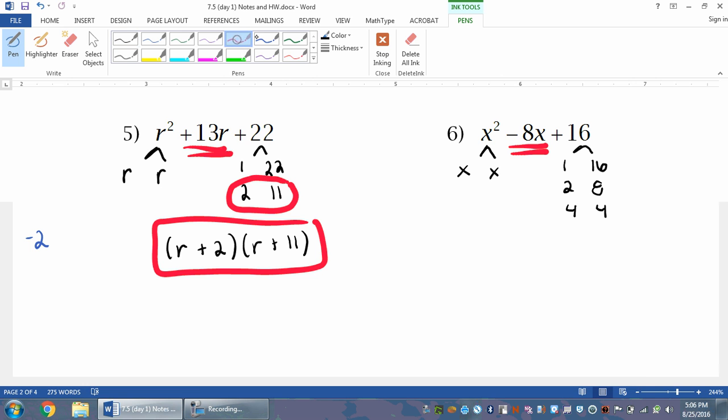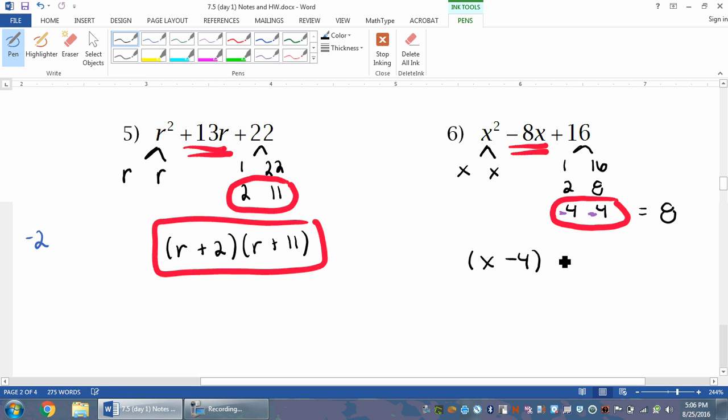Well, this one is pretty close, but you should recognize that when I add 4 and 4, that makes positive 8. I want negative 8. So that's an easy fix. Either one is going to become negative or both of them are going to become negative. Since this is positive, it needs to multiply to a positive number, so that means both of them go negative. From here, my factors are x minus 4 times x minus 4.